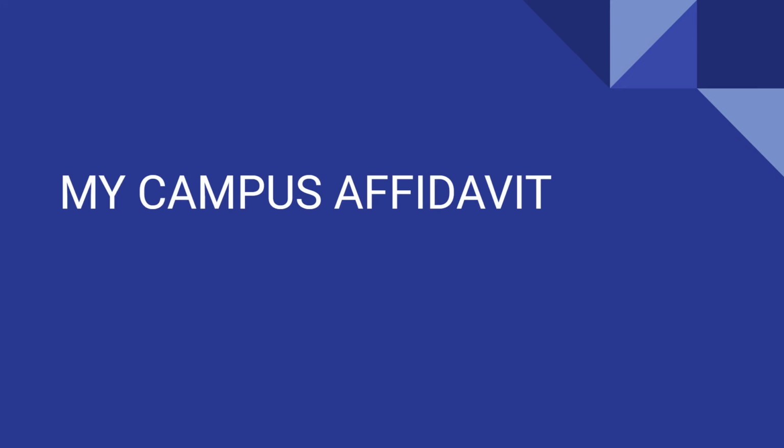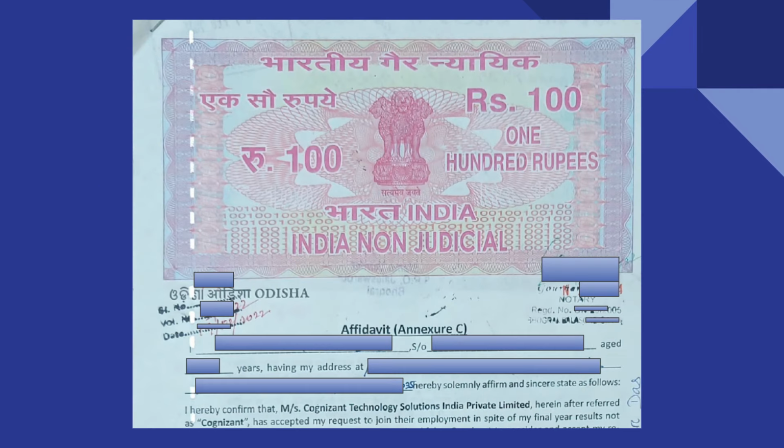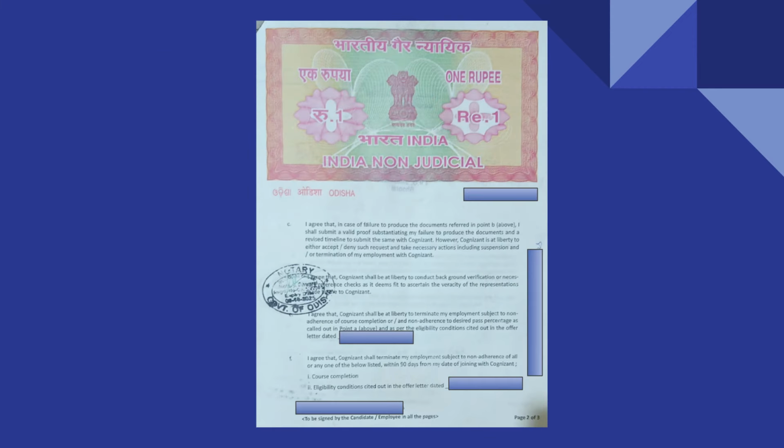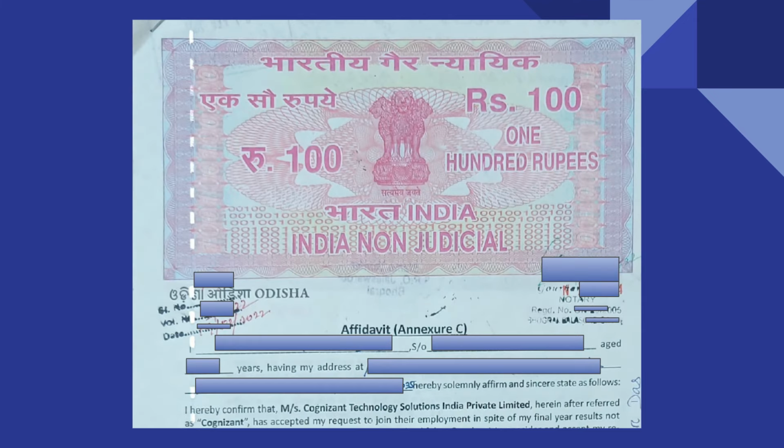Now let me show you my Campus Affidavit so you can get a proper idea of how this Campus Affidavit actually looks like. So here you can see that I have used 100 rupees stamp paper for the first page, and for the second page you can use any paper. It can be a 1 rupee or 2 rupee stamp paper, and you can see the notary signature here also. So this is how your Campus Affidavit should look like.